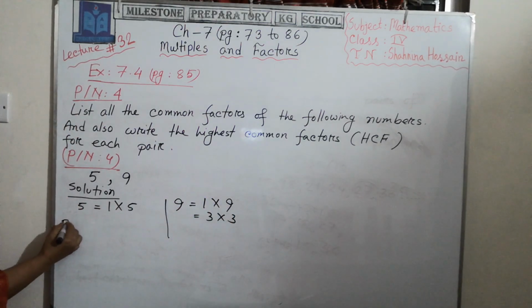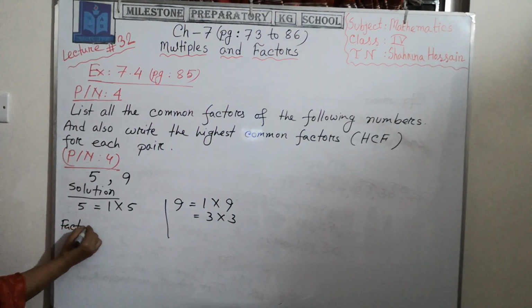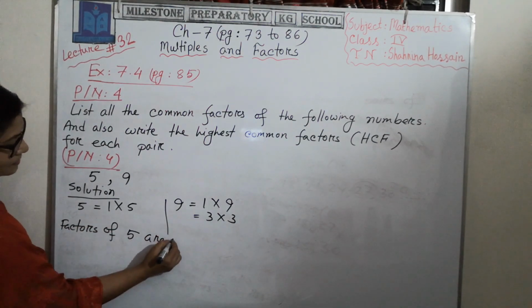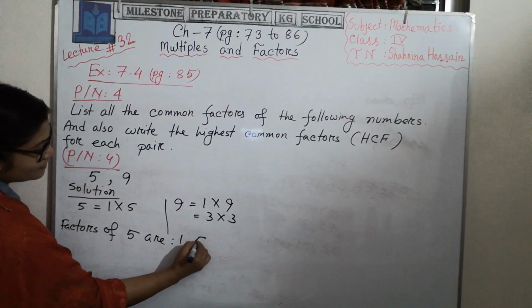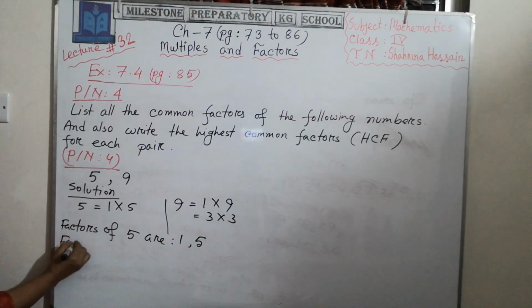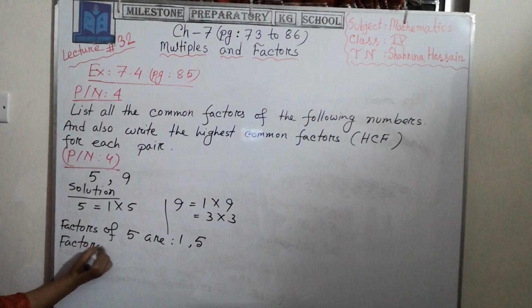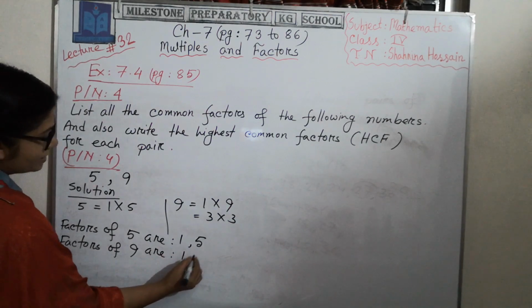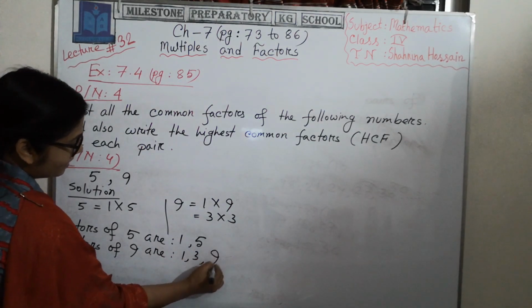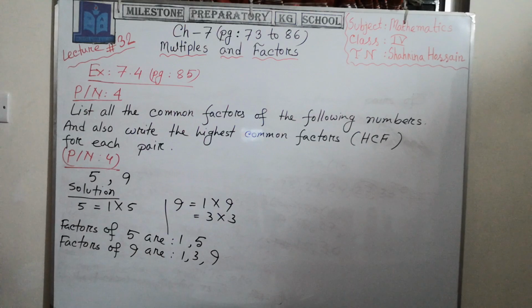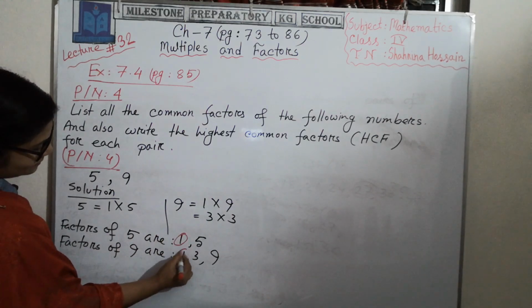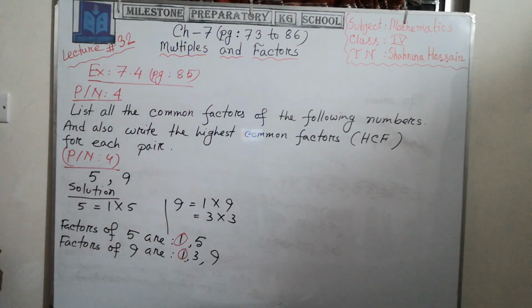So factors of 5 are 1, 5. Then factors of 9 are 1, 3, 9. So who are the common? Only one factor is common, that is 1.